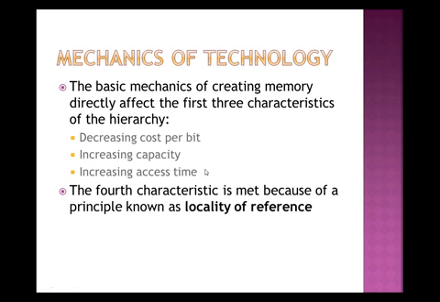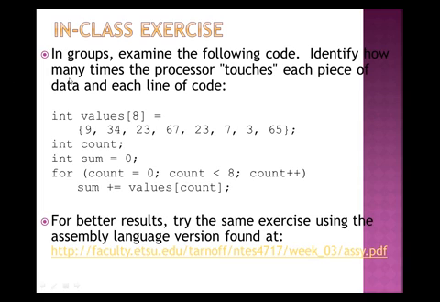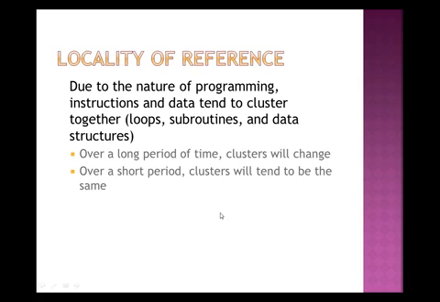Then we studied the mechanics of the technology. That is, what is the technology that is used in the memory hierarchy? The same concept: increasing the capacity, decreasing the cost, increasing the access time. The main characteristic used in the memory hierarchy is locality of reference, which is based on the principle known as the locality of reference. This is your exercise that you have to do in the lab or in the class.